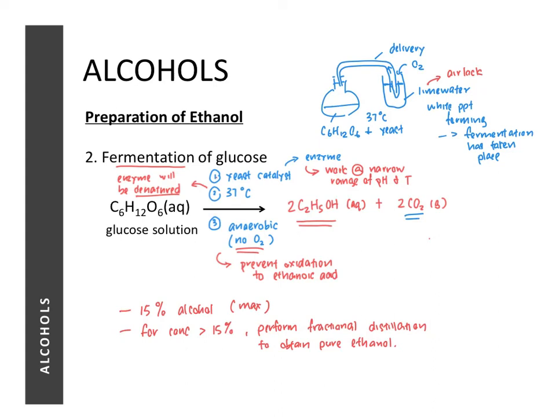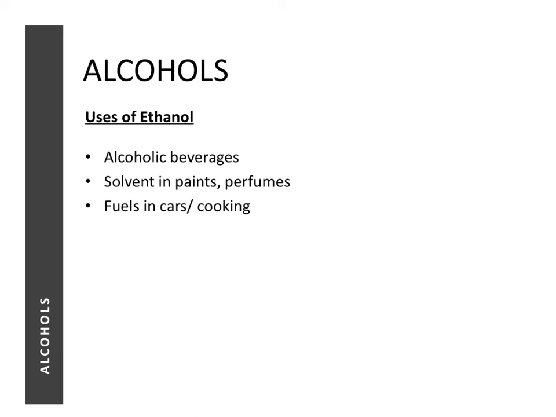Now, the last thing that we need to learn for alcohols is some uses. This one should be quite straightforward. It's used in alcoholic beverages. It's used as a solvent in paints and perfumes. We have learned there are two types of solvents, water and organic solvents. Alcohols represent a type of organic solvent. So whatever cannot dissolve in water but dissolves in organic solvents, we can use ethanol as the solvent. And it's also used as fuel in cars and for cooking, but not so much anymore.